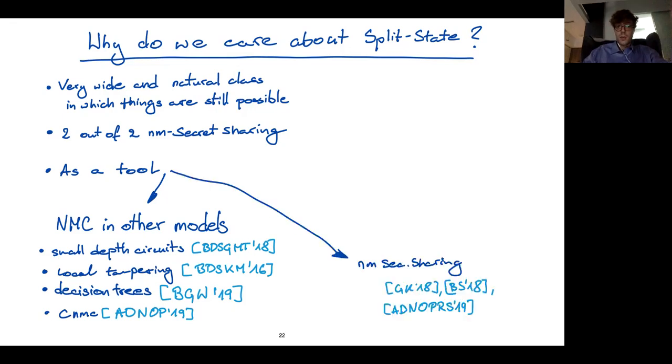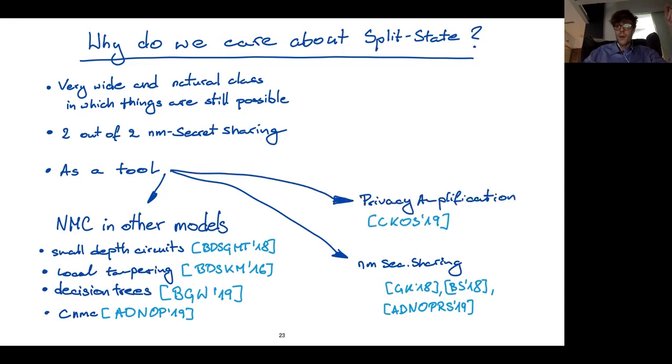What are the other applications? Well, we can use them in non-malleable secret sharing. The ADN OPRL paper uses it as a building block. There are connections with privacy amplification. There are connections with non-malleable commitments.